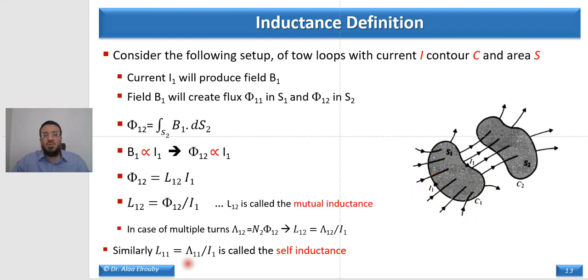Its definition equals the flux divided by the current. Again, if we have a number of turns, like N1 turns in circuit 1, the self-inductance will equal the total flux, which is the flux over a loop multiplied by the number of loops, divided by I1. And we'll exercise this more in the examples coming soon.